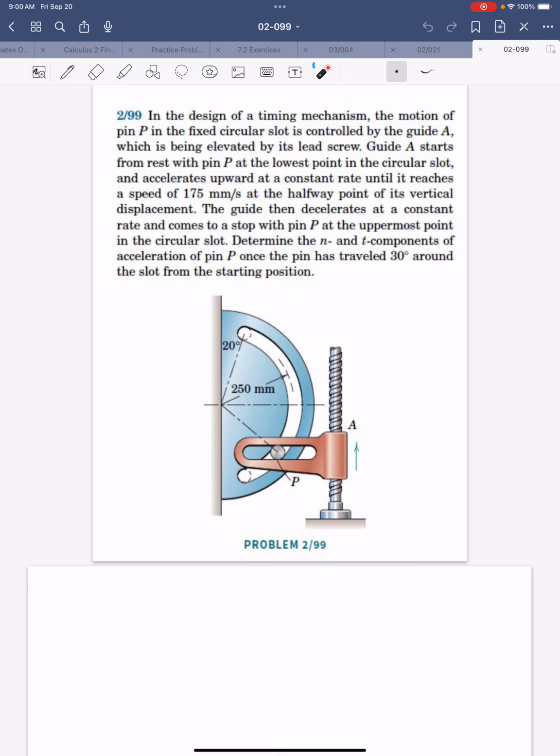the pin P is traveling in a circular slot, so we can express the position vector of point P either in cylindrical or polar coordinates or in the Cartesian basis. Not much difference between the two bases. I mean, the vectors are different, but the difficulty of the analysis is kind of the same when using the two bases. So we can use the polar basis to describe the motion of the pin inside the circular slot.